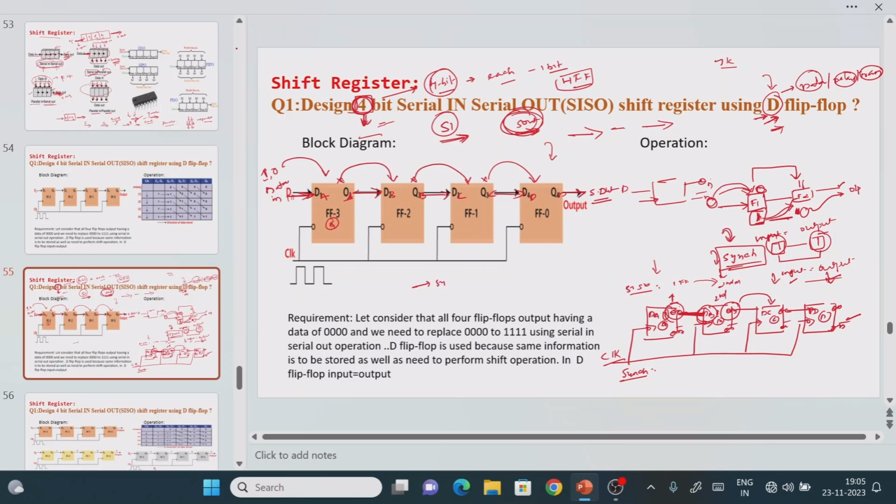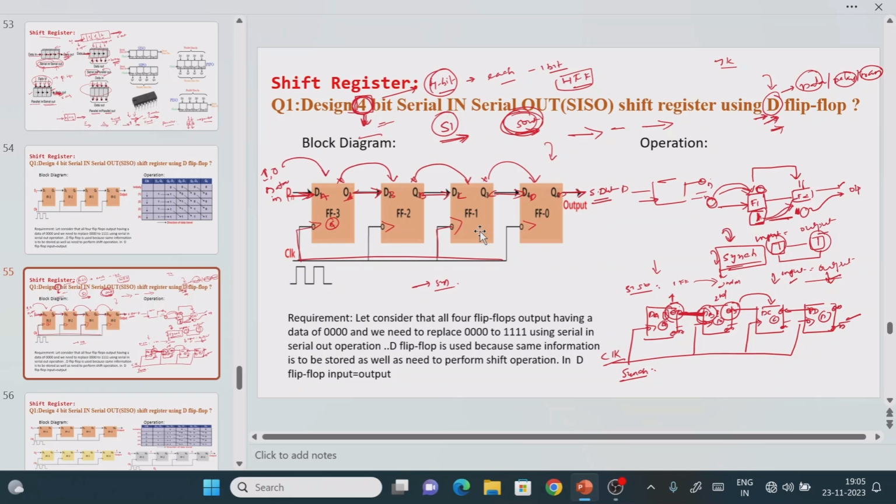So these are the examples for synchronous, right? Synchronous means the common clock pulse, you try to take the negative edge. Synchronous means a common clock pulse will be applied to all the flip-flops, right? Now we will see the operation of this serial in, serial out flip-flop, by considering some use cases or examples.